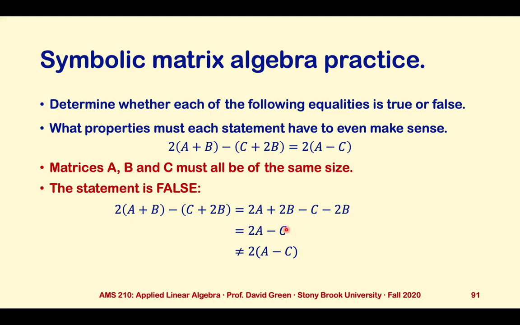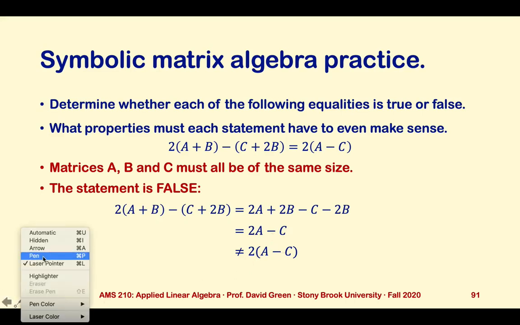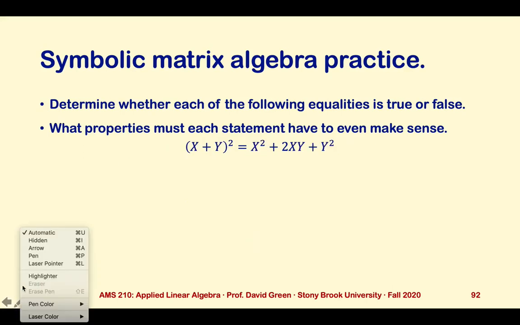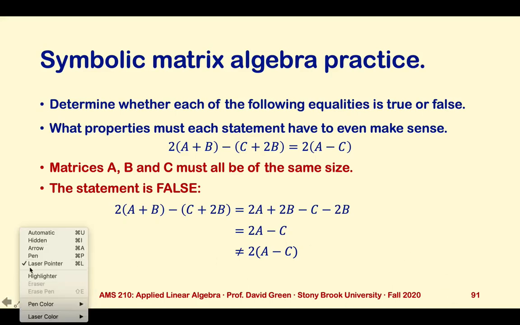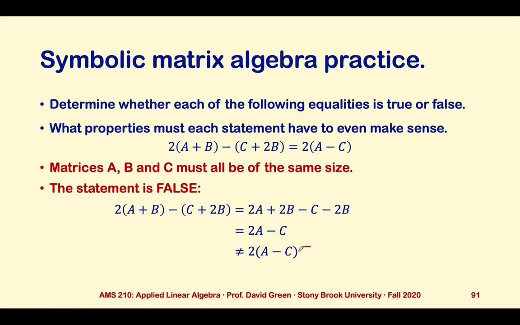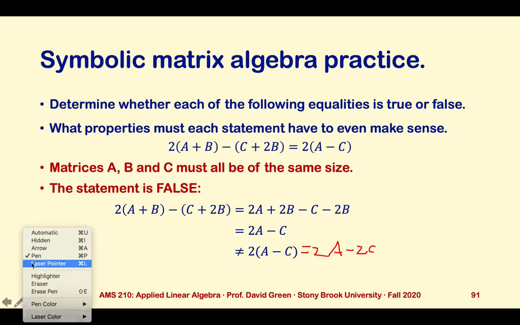2A minus C is not equal to 2A plus C because 2A minus C, go back there, 2A minus C, of course, would equal, if I can actually get the pen, this would in fact equal 2A minus 2C. So the expression is false.